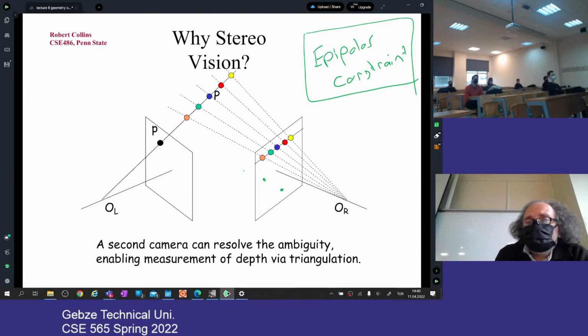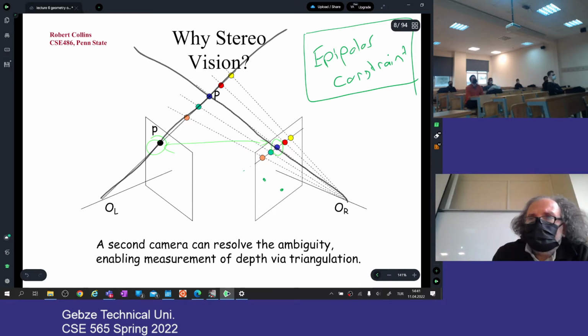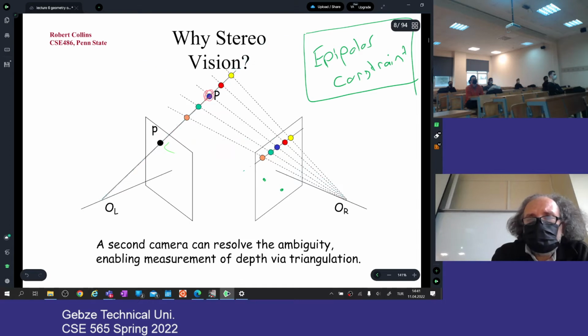So what does that mean? It means this: if I know that this point P corresponds to this point P on this image, if I know that these two correspond to each other, then I can definitely draw this line and draw this line, and their intersection would give me the XYZ point of that P. So if somebody can find the corresponding point on the other image, then I can do this triangulation.